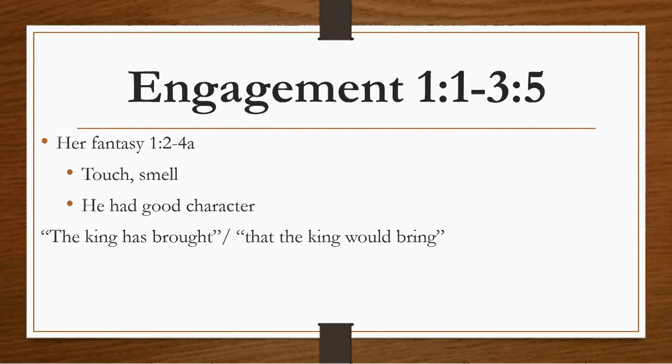So then there's a little bit of a disagreement in some translations based on the end of verse 4. In the CSB, it says, oh, that the king would bring me to his chambers. Other versions say, the king has brought me to his chambers. So it's debatable which one is right. I think the CSB makes it flow a lot better because she's talking about these things that she's fantasizing about. And so she desires to go to his chambers, not necessarily in a sexual way, but more in an intimate way. So his chambers would be so they can get alone. Okay? Not necessarily for sex, but, you know.